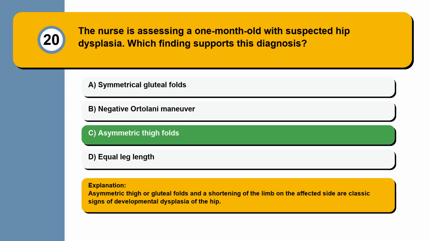Asymmetric thigh or gluteal folds and a shortening of the limb on the affected side are classic signs of developmental dysplasia of the hip.